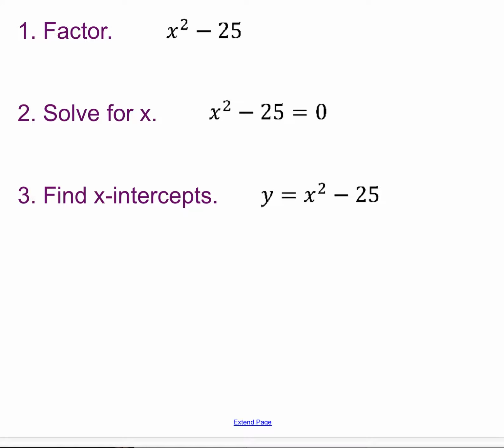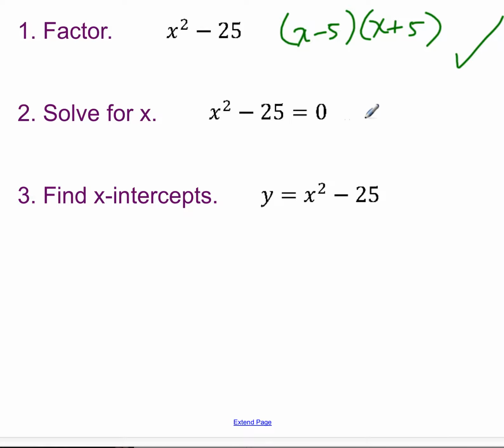Okay. Next question. Look at this. Same question, same thing again, but I've been given three different sets of directions. Factor, solve for x, and find the x-intercepts. If you want to quiz yourself, pause the video and do it on a piece of paper and then see if you get it right. I'm going to try and go really fast. Factor. This is a difference of squares. It has no GCF, so I know it's x minus 5 and x plus 5. I got it right.